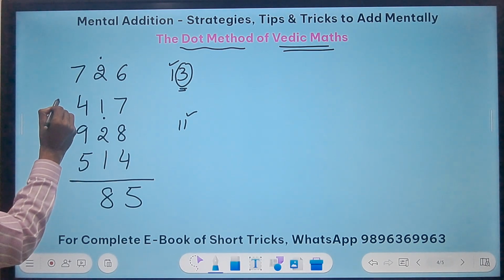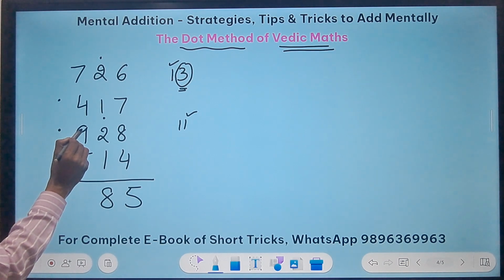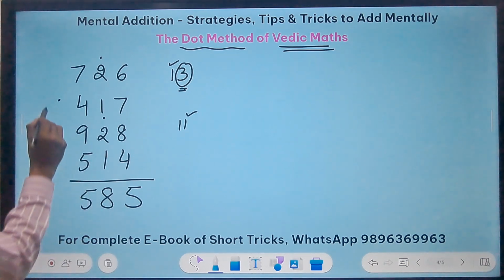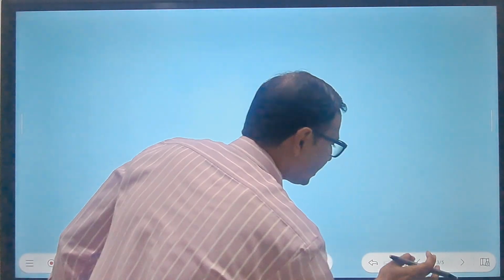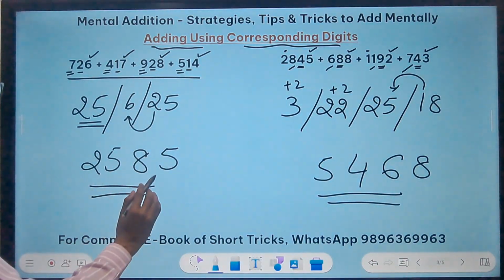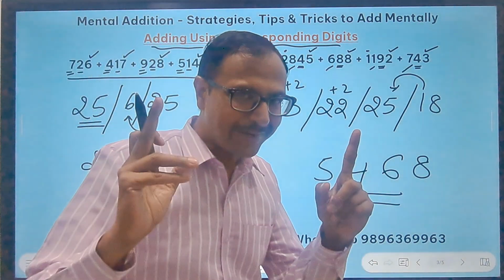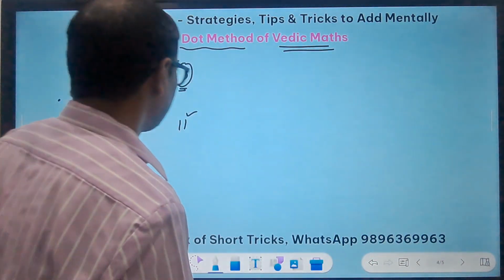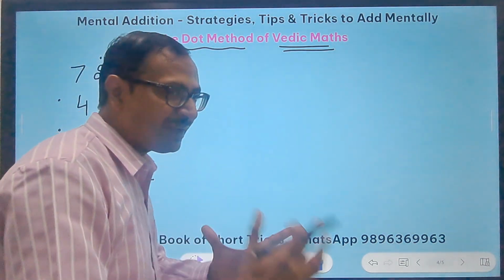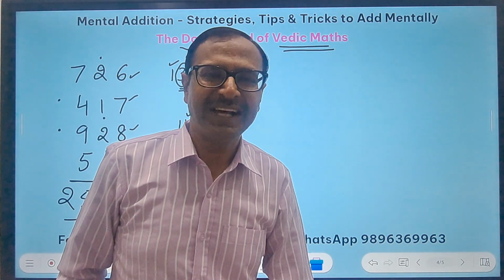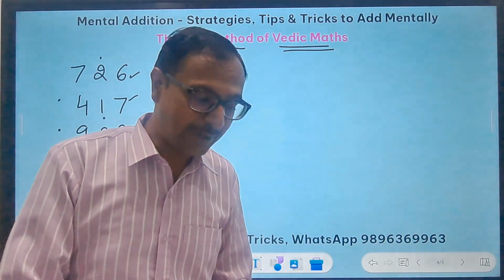7 plus 4 is 11, 1 dot and a 1 in the mind. 1 plus 9 is 10, so 1 dot and a 0 in the mind. 0 plus 5 is 5, and then 2 dots means 2, and it gives you 2585. And let's check, 2585 was the exact answer which we got through the addition using corresponding digits. Works, right? So whenever you are not comfortable with addition of all these digits at a single go, do it like this. Let's take big numbers and you will see how this method works so wonderfully.